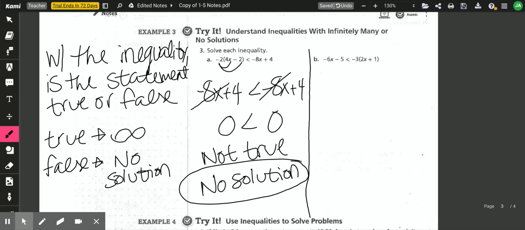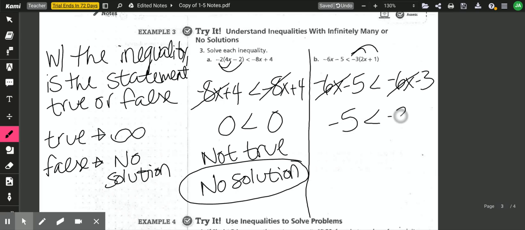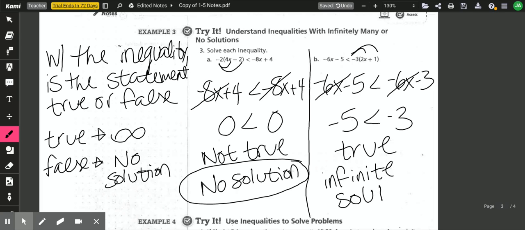But on letter B here, if I distribute, I'm going to get negative 6x minus 5 is less than negative 6x minus 3. My 6x's cancel out with each other, and I have negative 5 is less than negative 3. Or if you finished it all the way, you'd have like negative 2 is less than 0. That is true. Negative 5 is smaller than negative 3. It's always smaller than negative 3. So this is actually going to be an infinite solution because it is true. Ooh, sorry, I cannot write today.